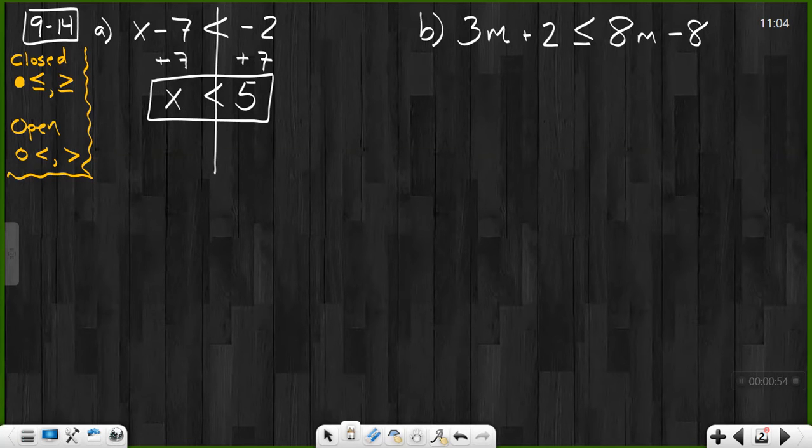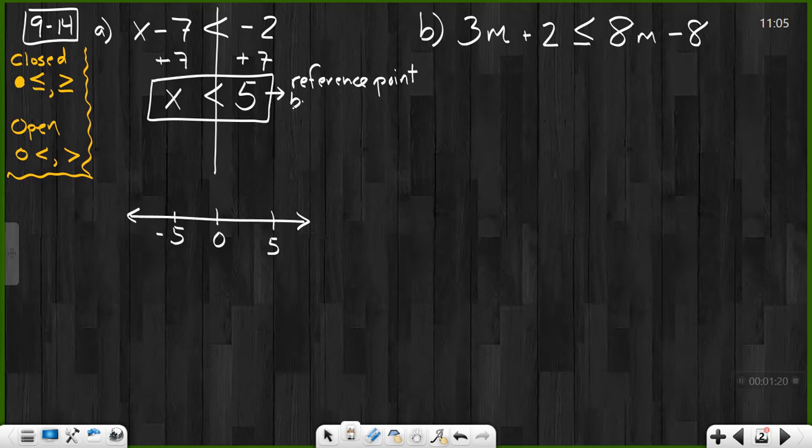Now we do want you to graph it at the end. So we're going to draw ourselves a nice little number line. And I do very simple number lines with just 3 ticks. I put 0 in the center, and I put my reference point on one side and its opposite on the other side. And yes, I used a word called reference point. The value that we found here is known as our reference point. Another word for that is our boundary point.